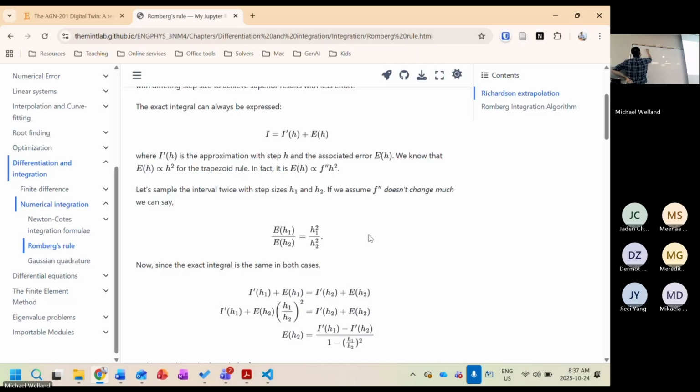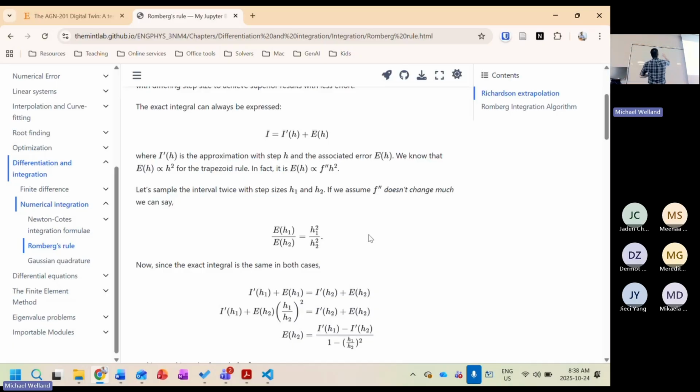All right. So in general, I is your approximation as some function of your step size plus your error, which is also some function of your step size. So we're going to do this twice for the full domain. We're going to use step size h1, I prime of h1 plus e of h1, and we're going to repeat that. And now we're going to find... make sense? Right? All we've done is just replace it by a second step size.